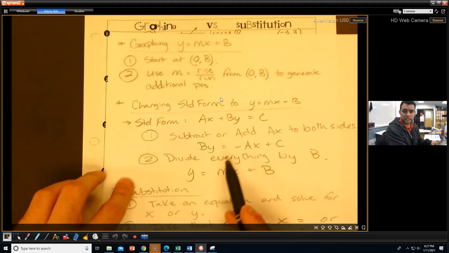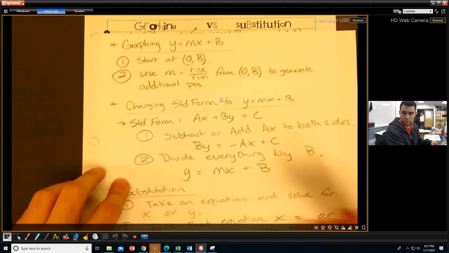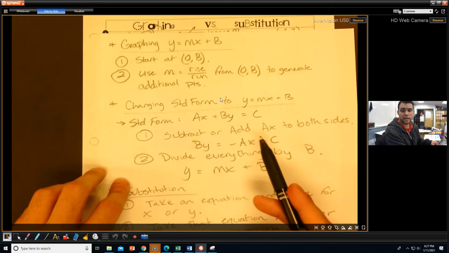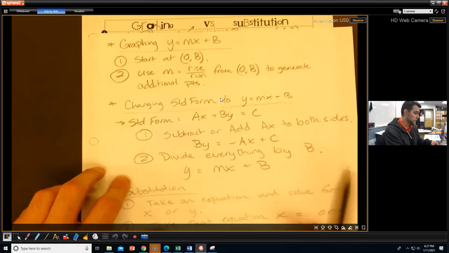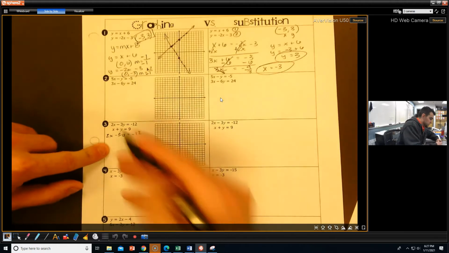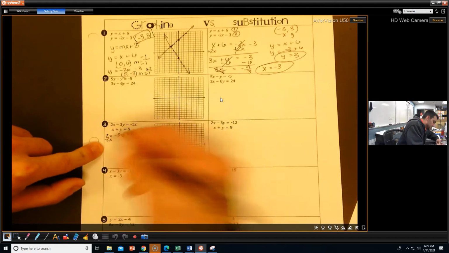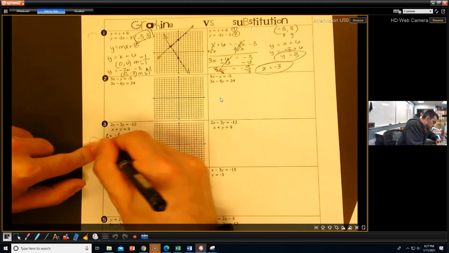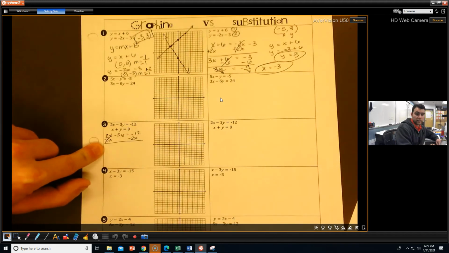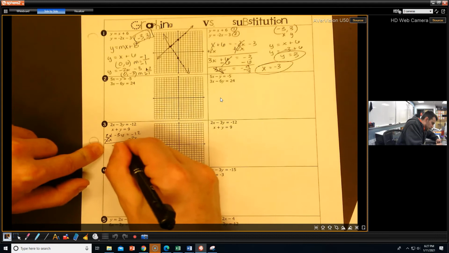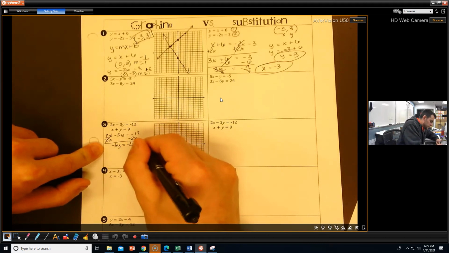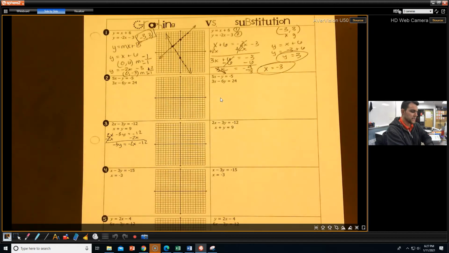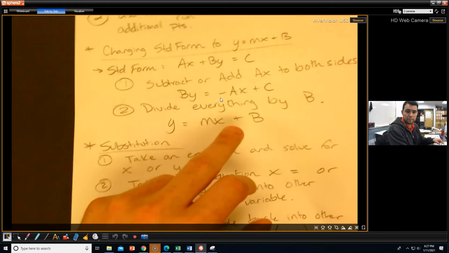What I can do is subtract or add, depending on what the sign is. I could subtract or add ax to both sides. If I do it with this one, I'm going to subtract my ax, in this case 2x, from both sides. So those will cancel there. I'm going to be left with negative 3y equals, I want my x to come first, so negative 2x minus 12. Next thing I do is divide everything by b.